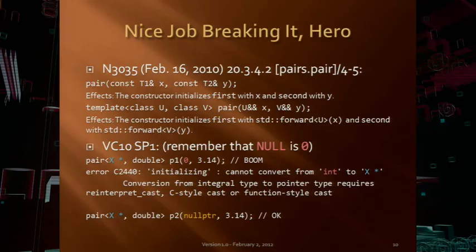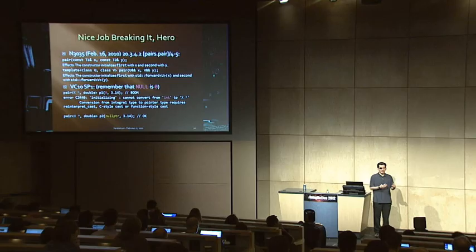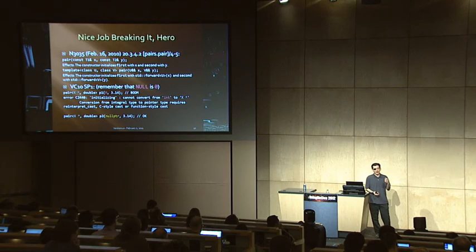Well, the working paper added a perfect forwarding constructor to pair, and this is good. If you've got a pair of string or a pair of vector, it allows you to perfectly forward arguments and potentially move resources. That's good for efficiency, and the problem is that NULL is a horrible abomination. It's so bad, so terrible. And why is it terrible?